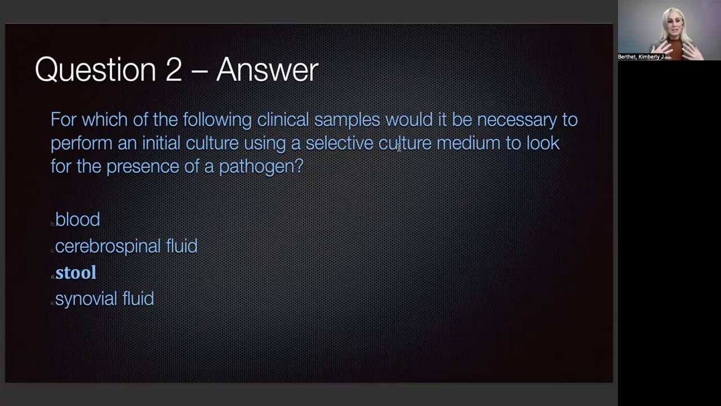Stool, on the other hand, is littered with microorganisms from our own gastrointestinal tract, many of them healthy, but maybe we're looking for Clostridium difficile or something else. We could use a selective culture that maybe selects for gram-negative enteric microorganisms and not gram-positive microorganisms.